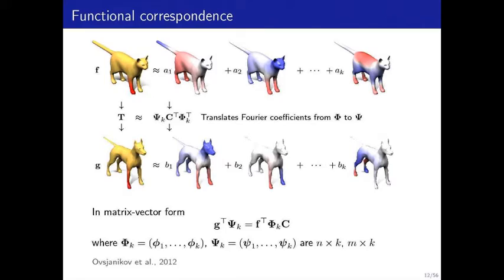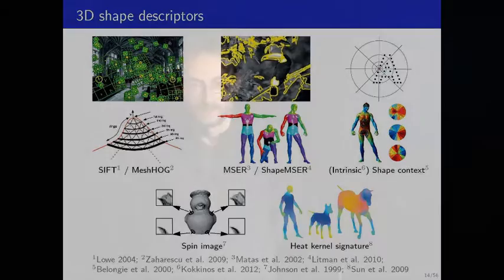Now, what is important to say about this framework is that in order to find this matrix, you need to find the corresponding functions f and g independently on your two shapes. For this purpose, we need to resort to shape descriptors. I don't have time to go in depth into different shape descriptors. There is a lot of literature on this. Many of the descriptors used for 3D shapes try to mimic what has been successfully applied to image analysis, like intrinsic SIFT descriptors or intrinsic shape context.